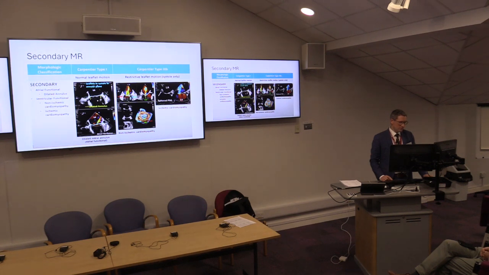This is where the valve leaflets and chordae are structurally normal, and the MR results from an imbalance between the closing and the tethering forces secondary to alterations in the geometry of the left ventricle and the left atrium. So it's a disease of the left atrium or the left ventricle, not inherent to the mitral valve.